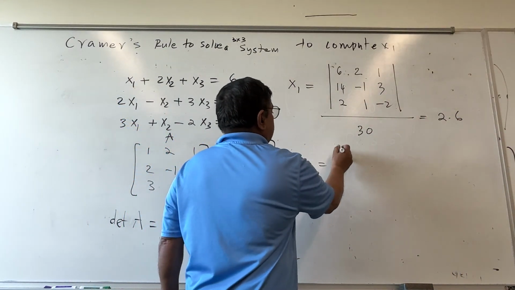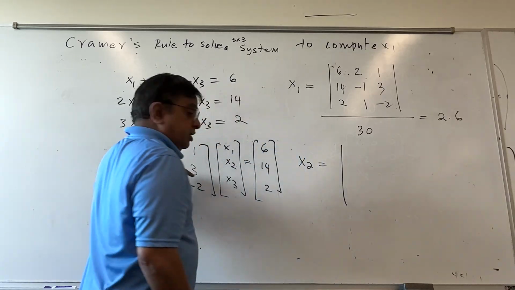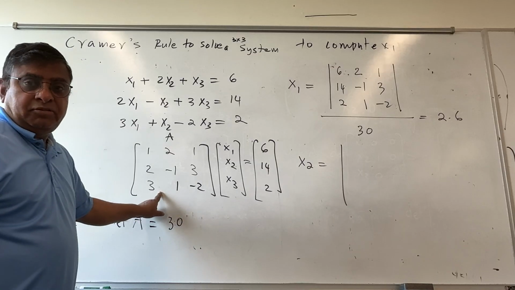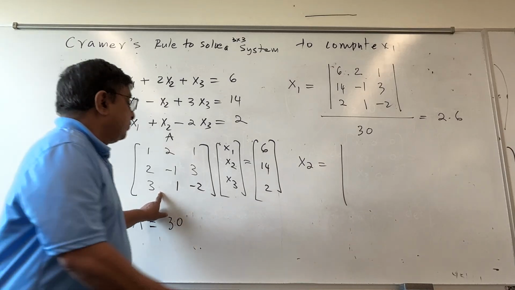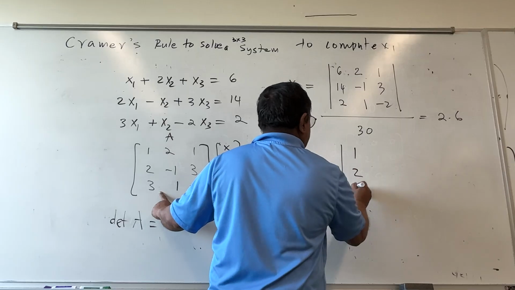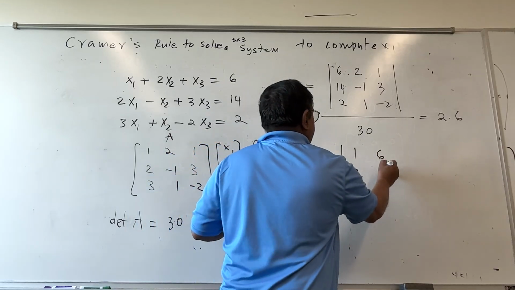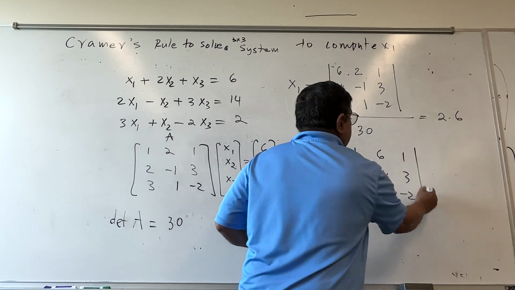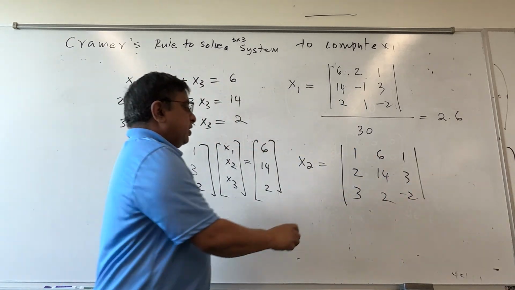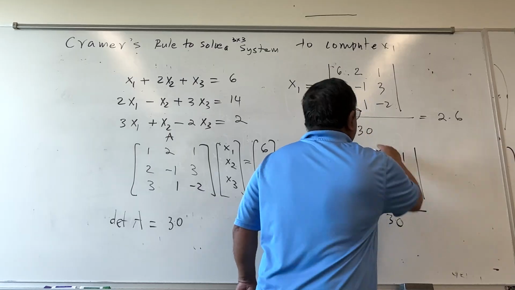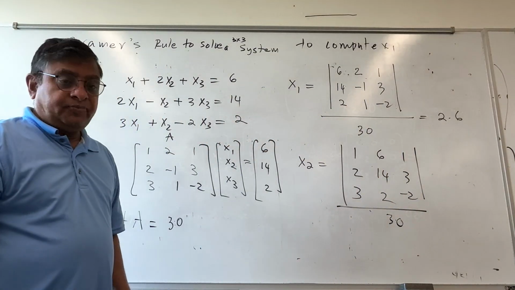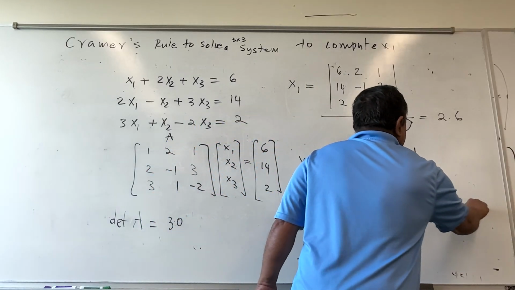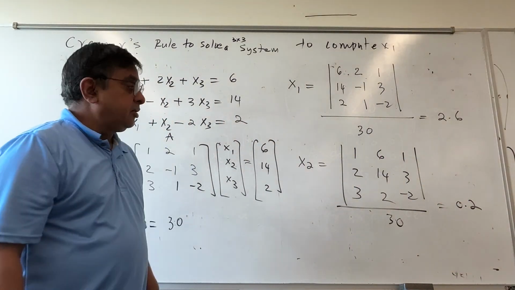x2 would be, this time in the matrix A, replace the second column by the output, because we are computing the second variable. So 1, 2, 3, 6, 14, 2, 1, 3, negative 2, okay, divided by, again, the determinant of the matrix, which is 30. If you compute this, you get 0.2. That's the value of x2.